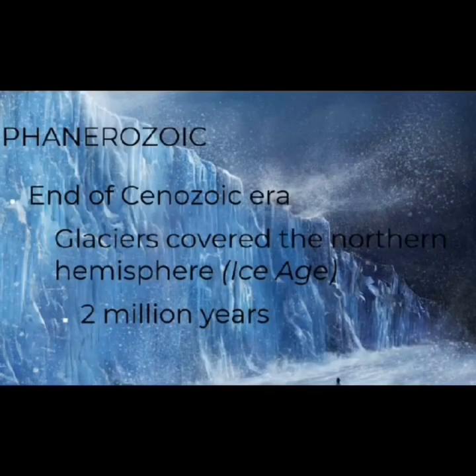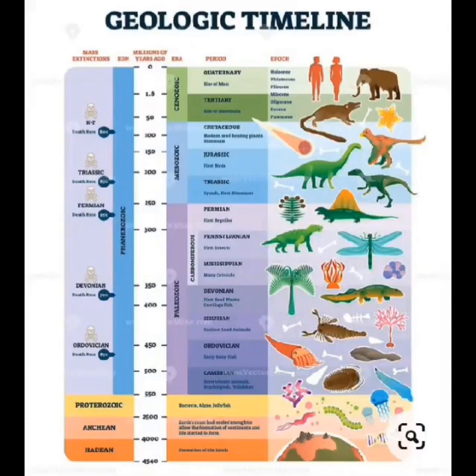In the end of the Phanerozoic aeon and Cenozoic era, glaciers covered the northern hemisphere. It lasted 2 million years ago. This is the geologic timeline represented, showing how the eras and the mammals lived.